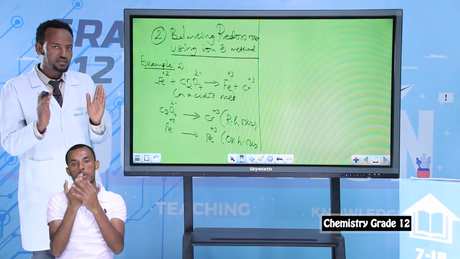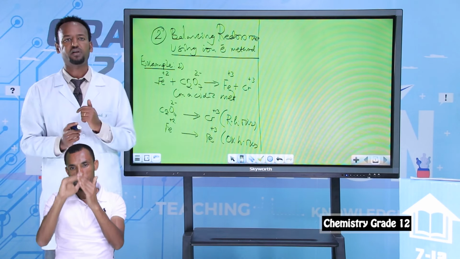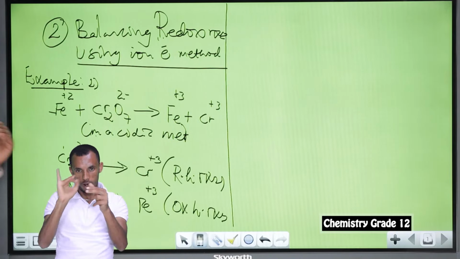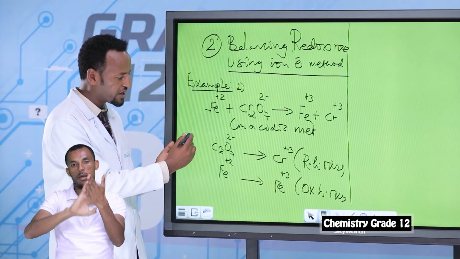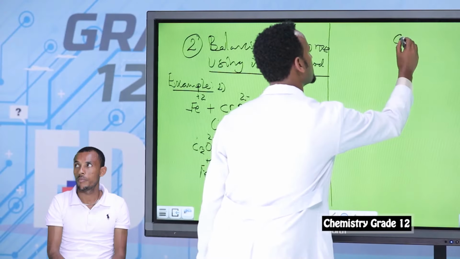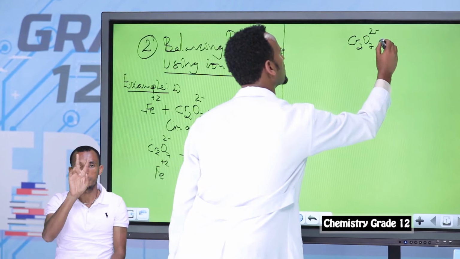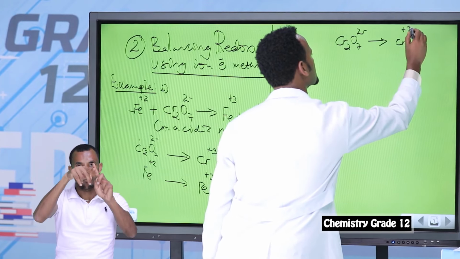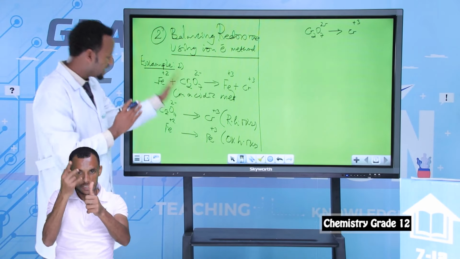Therefore, the first rule is what? Select two half reactions. The first one is the reduction half reaction, the second one is the oxidation half reaction. In the reduction half reaction, the oxidation number decreases. In the oxidation half reaction, the oxidation number increases. Then balance the reduction half reaction, then the oxidation half reaction, or vice versa. Therefore, Cr2O7 2- converted into Cr3+. First, select the two half reactions.